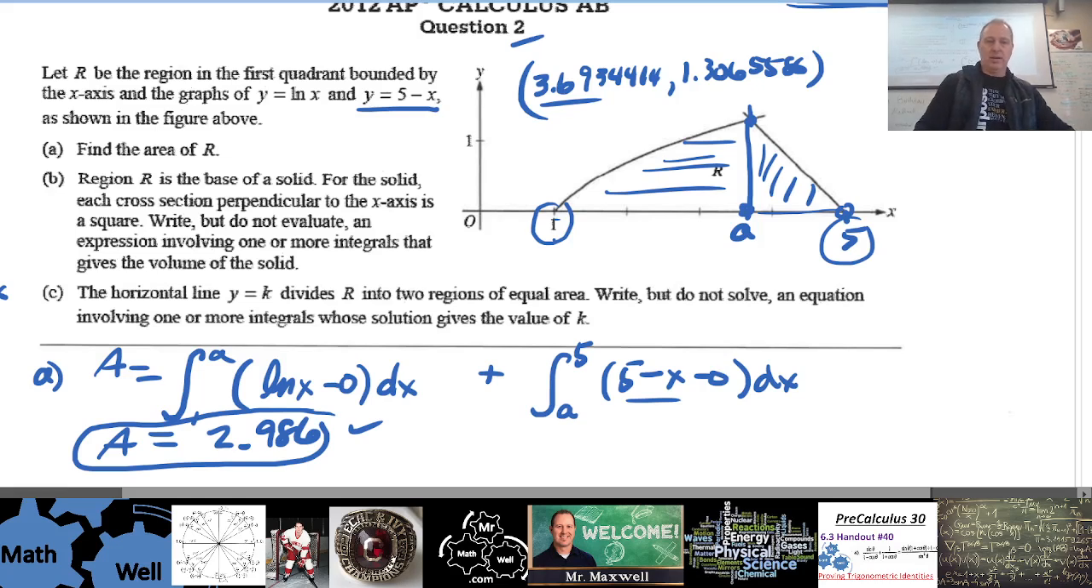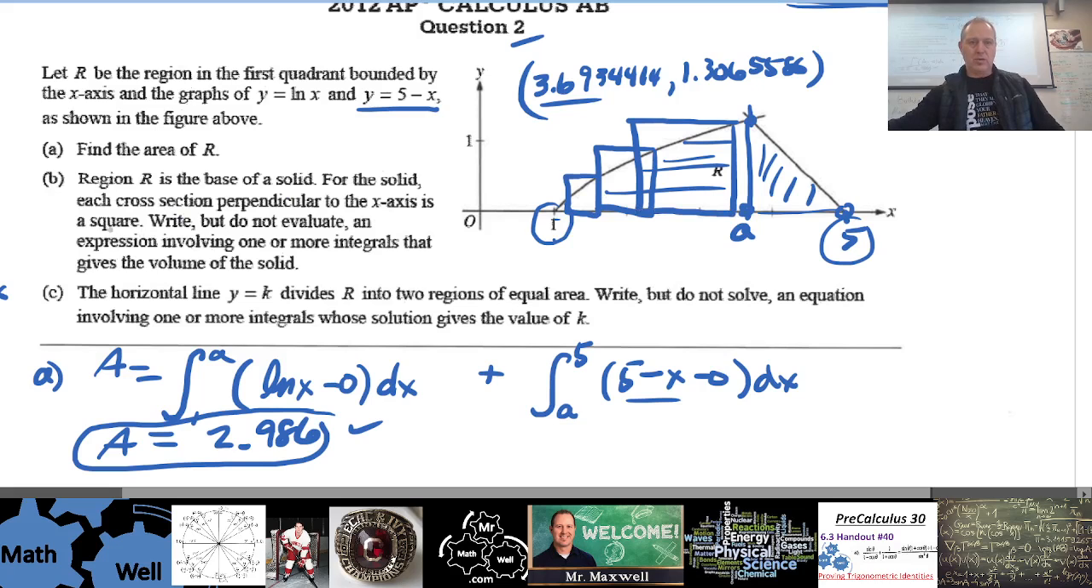Now, what does B say? Region R is the base of a solid. For the solid, each cross-section perpendicular to the x-axis is a square. Okay, so this is square cross-sections, right? No problem. They protrude out from the x-axis and they're perpendicular. Tough to draw that way, but you can see as the distance from the function to the x-axis grows, so does the size of the square.